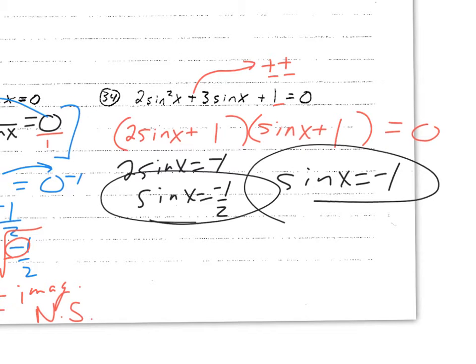For sine x equaling -1/2, our values were 7 pi over 6 and 11 pi over 6. And our sine x equaled -1 at the value of 3 pi over 2.